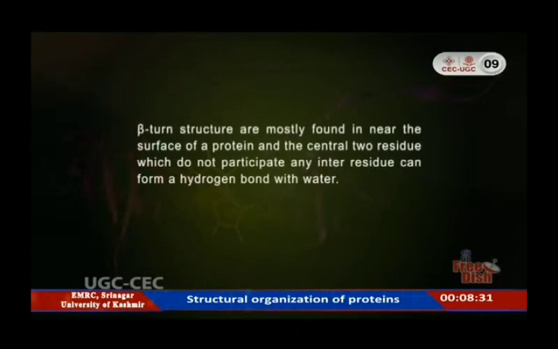Beta turn structures are mostly found near the surface of the protein, and the central 2 residues, which do not participate in any inter-residue hydrogen bonding, can form a hydrogen bond with water.